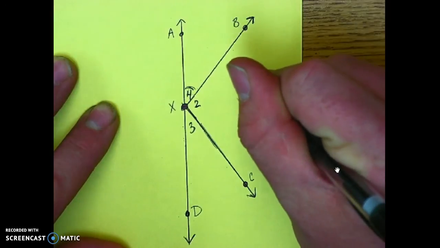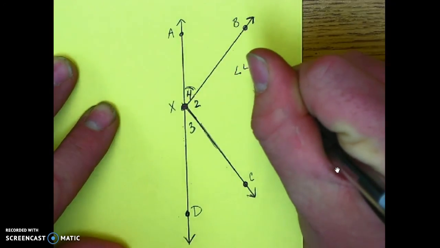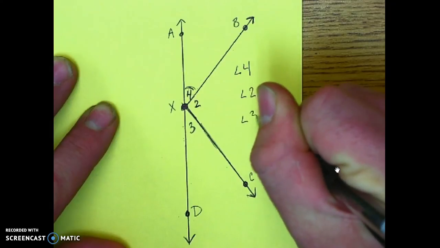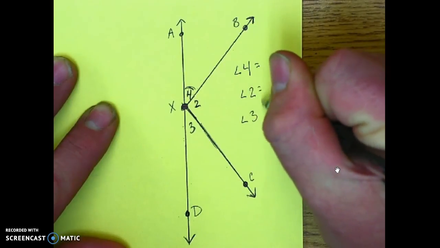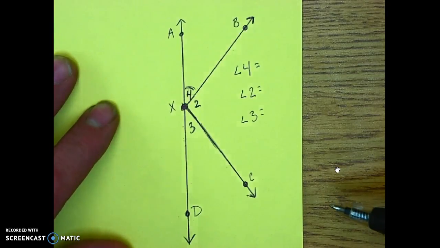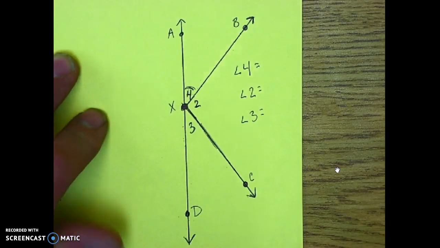So what I want you to do now is I want you to name angle 4, angle 2, and angle 3. What should their names be if you're doing this the proper way using 3 letters? Go ahead and do that and come prepared for class with that next time.